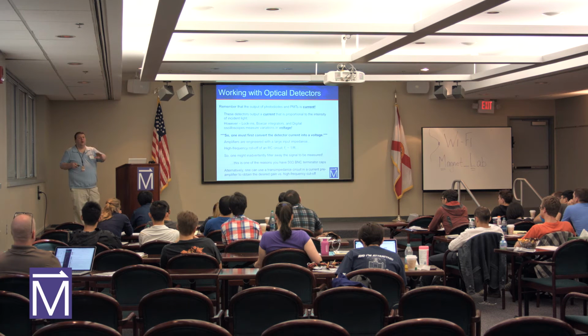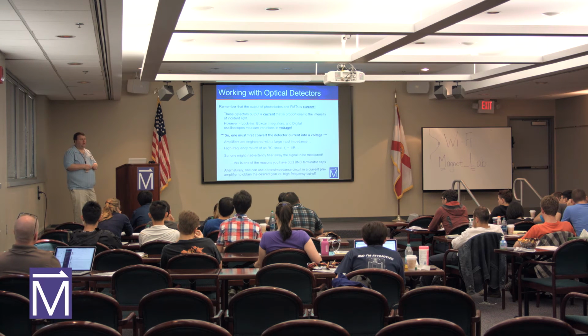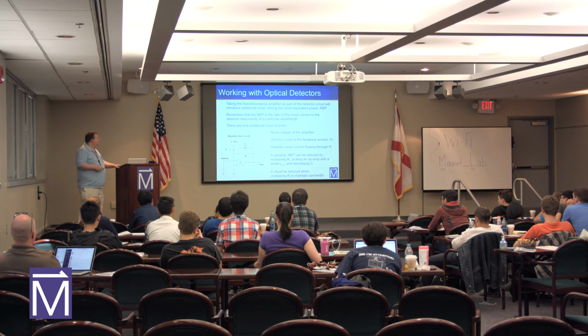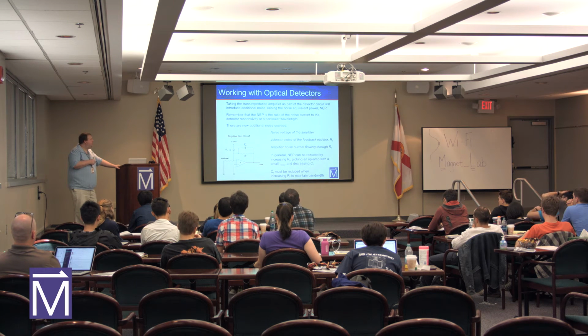Alternatively, you can use something called a current preamp, or a transimpedance amplifier, which is meant to receive that current and convert it to a voltage with an amplification factor involved. So, for example, taking a transimpedance amplifier as part of the detector circuit will also introduce additional noise, raising the noise equivalent power. And remember that the noise equivalent power is the ratio of the noise current to the detector responsivity at a particular wavelength.